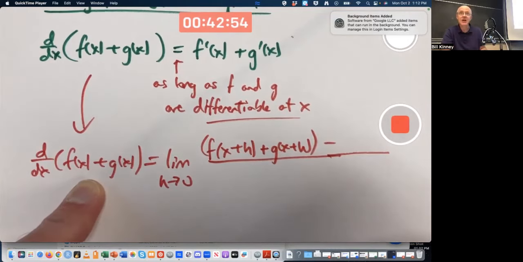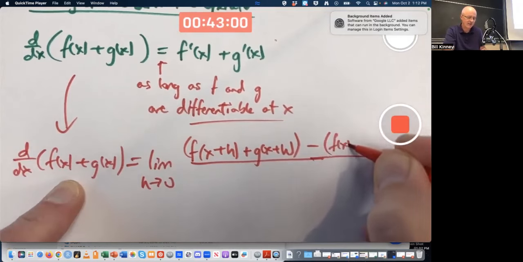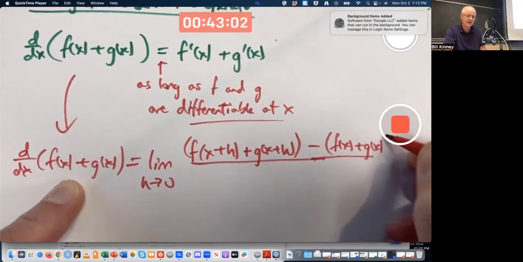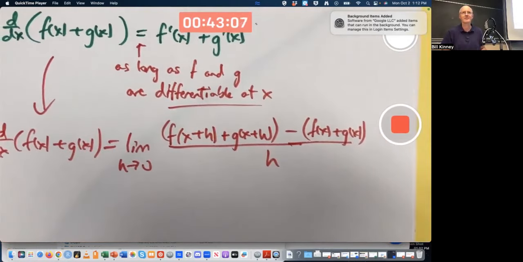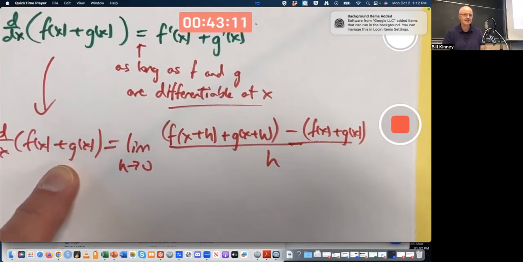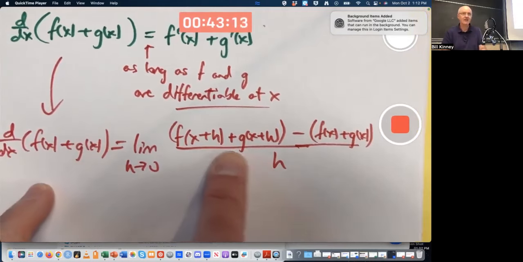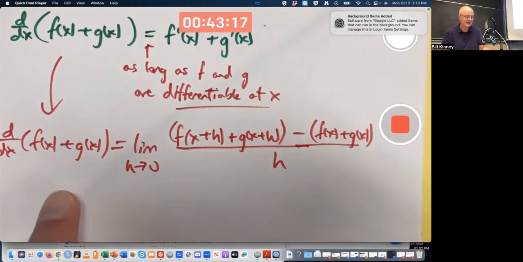Minus j of x. What is j of x? It's f of x plus g of x. All divided by h. Yeah, if I call this j of x, this is j of x plus h, and this is j of x. But it is a sum. I might as well just write it as a sum and not bother with the j.